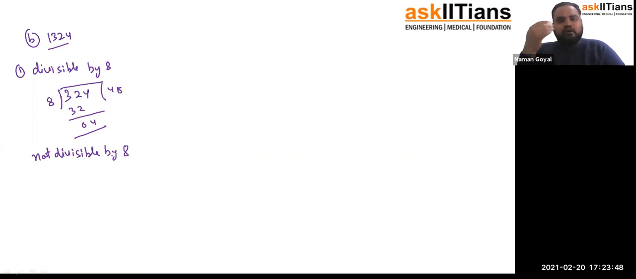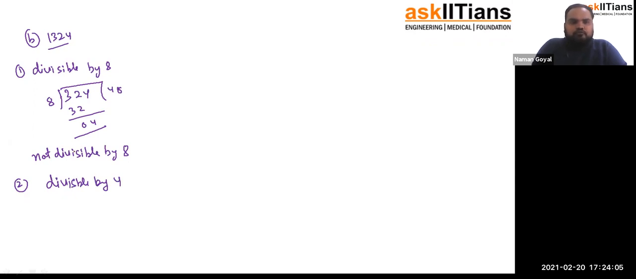Now if the number is not divisible by 8, then you have to check whether it is divisible by 4 or not. It can be divisible by 4 or it cannot be. So second, we have to check divisibility by 4. For 4, we have to check the last 2 digits only, right?